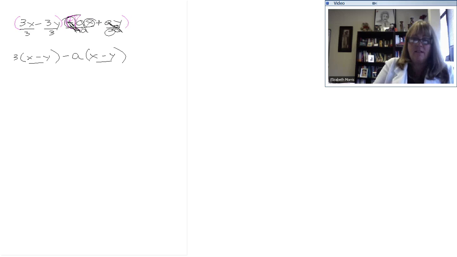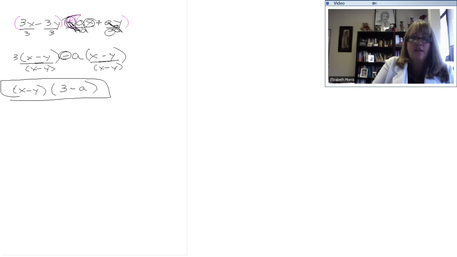Now, are these the same? Yes, they are. So what can I take out? X minus y, because we're still being separated by addition or subtraction. So I take out an x minus y out of each one. And what am I left with? 3 minus a. And there's my answer.